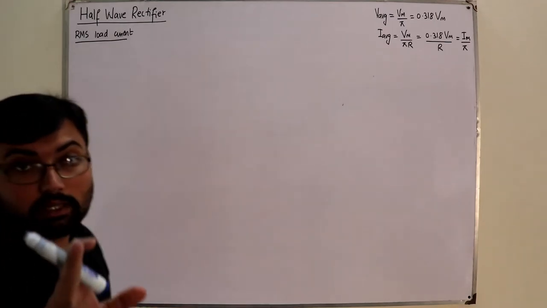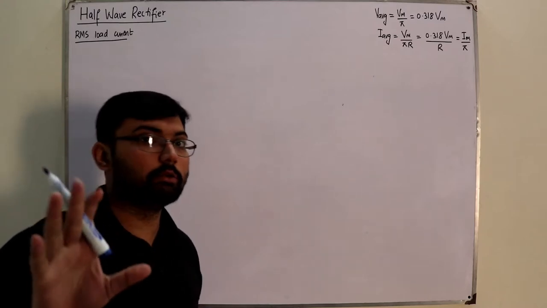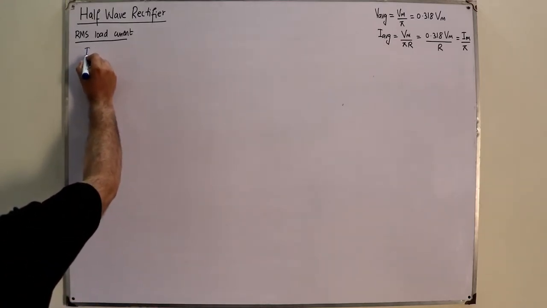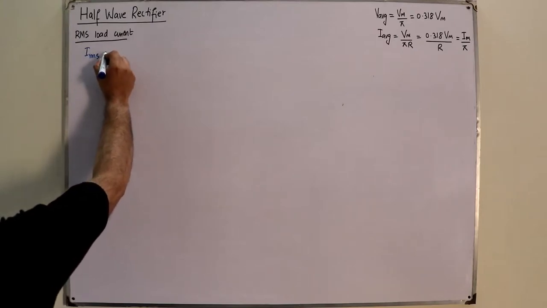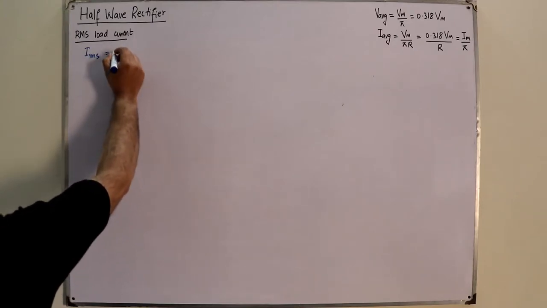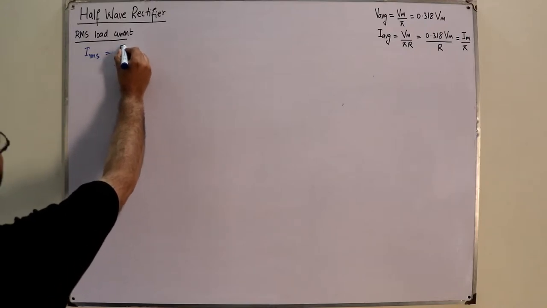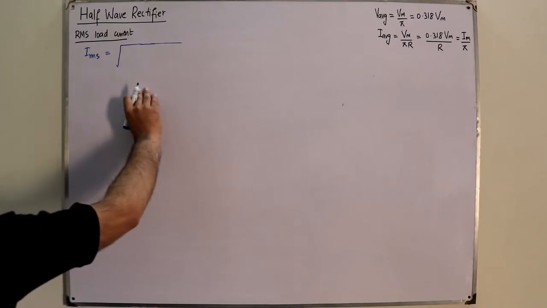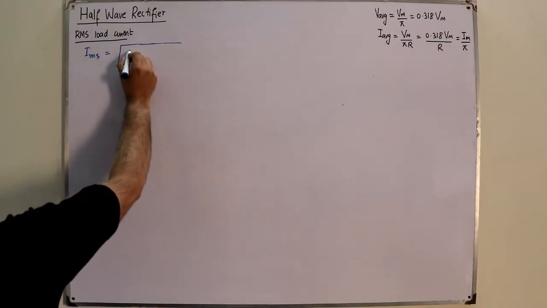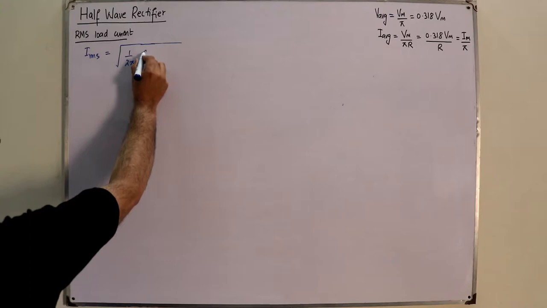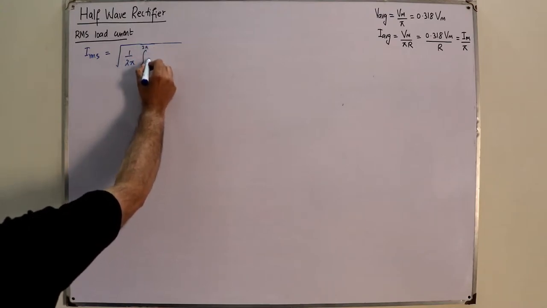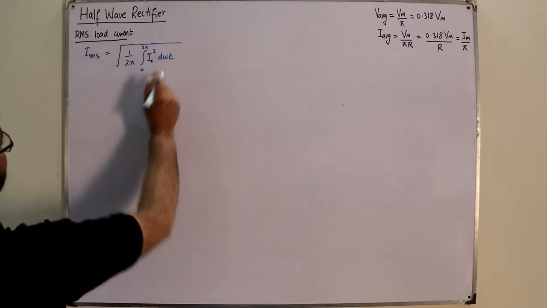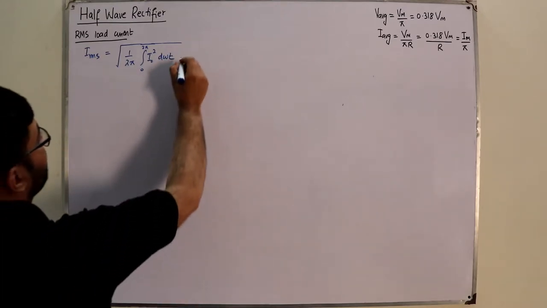I'm very weak in mathematics, so let me tell you from the very beginning. You can do it by yourself, or I will just try to copy it from here. So the RMS means that it's under the root, and it's the square of the mean value. And this would be like this: 1 upon 2 pi, integral from 0 to 2 pi of i output squared with respect to omega t. Fine, and now you can do the rest yourself.